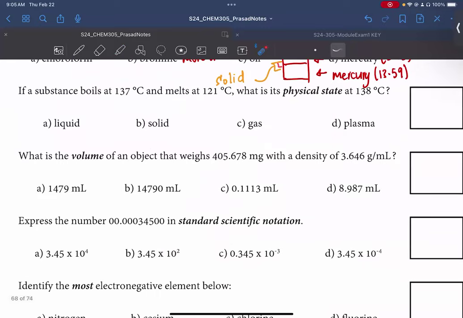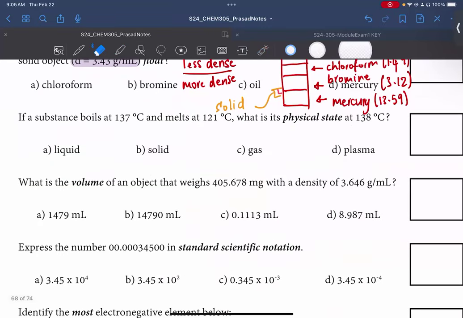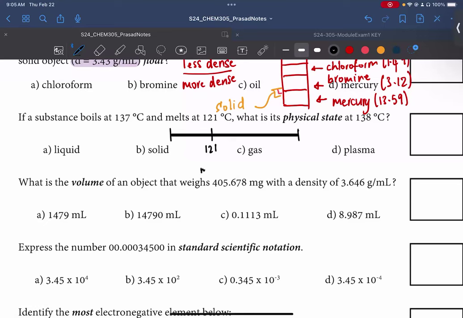Okay. If a substance boils at 137 and melts at 121, what is its physical state? We can draw a scale to help us visualize this. It says at 121, it melts. And at 137, it boils. Given these terms, we know melting is solid to liquid. And then finally, liquid to gas is how boiling works. So the question is asking us, what is the physical state at 138? Since that is located right here, it is a gas.